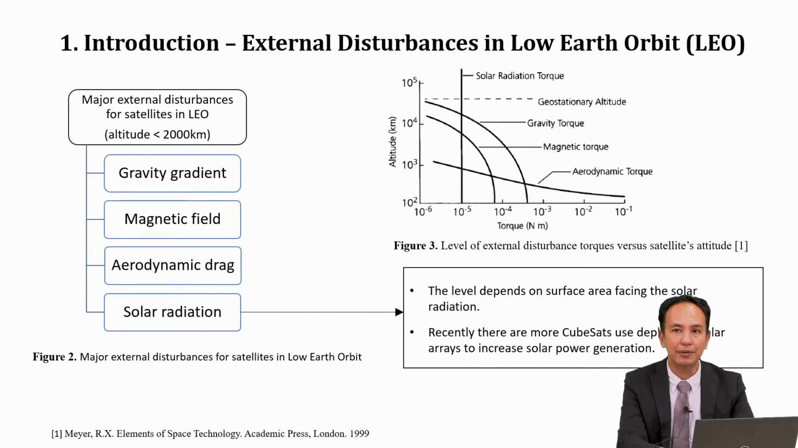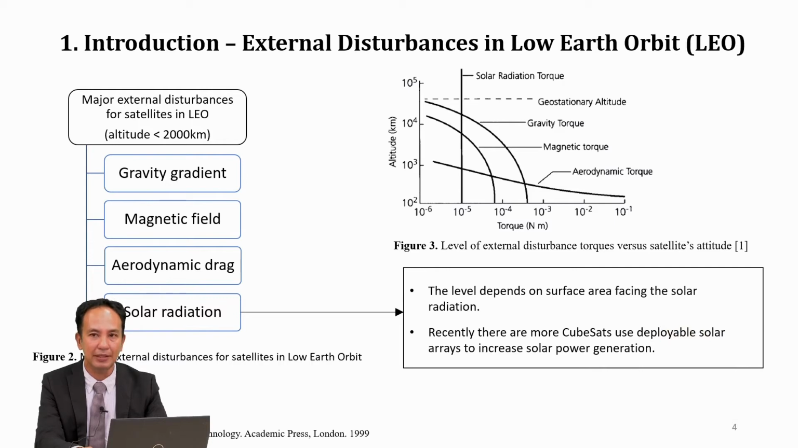In LEO, the main external disturbances for satellites are gravitational gradients, magnetic fields, aerodynamic drag, and also solar radiation. As shown in figure 3, the amount of solar radiation is almost constant around the Earth. However, the force exerted on each individual satellite depends on the surface area facing solar radiation. Recently, since more CubeSats use deployable solar arrays or solar panels to increase solar power generation, there is a need to study the characteristics of solar radiation on those nanosatellites.